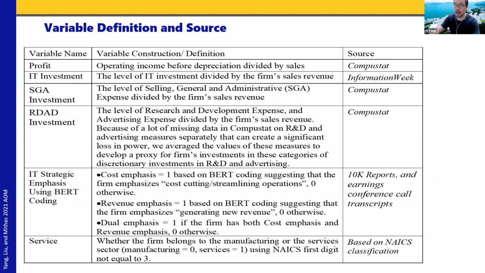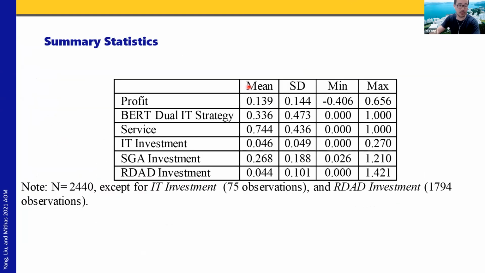We have the IT investment variables, and also the IT strategy emphasis variables using BERT coding. Okay, so this is our summary statistics. I just want to bring up that in our sample, about 33% of the firms adopt the dual IT strategy, which is inferred by BERT.